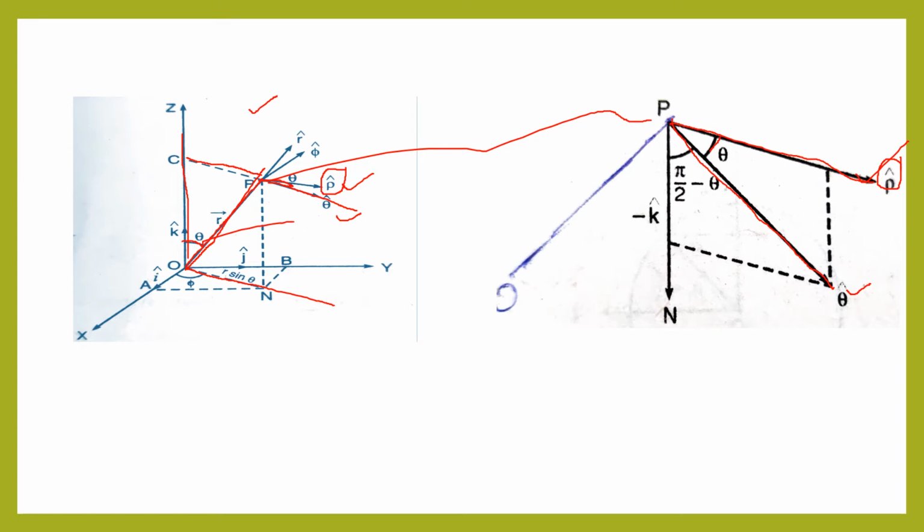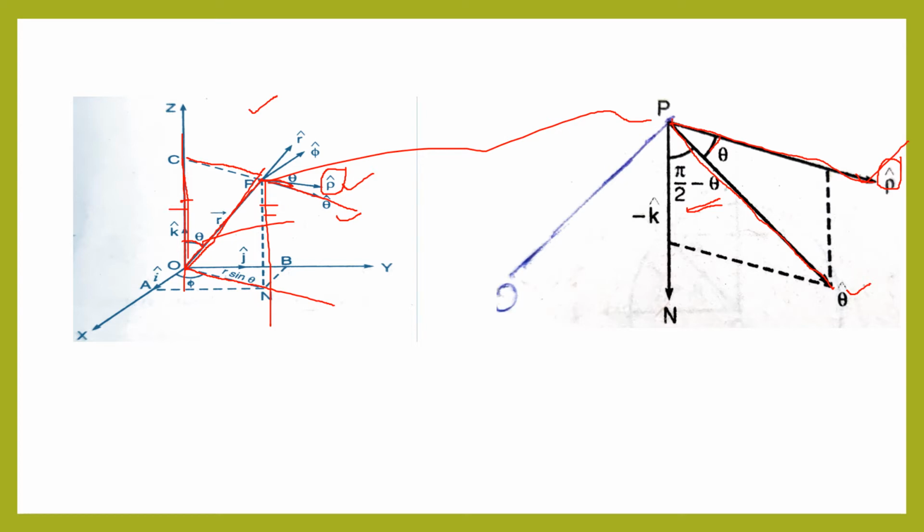So next, the remaining angle is definitely pi by 2 minus theta, because this and this are parallel and both are equal. So from here the angle is 90 degrees, and the remaining angle is 90 minus theta. I think it is clear.